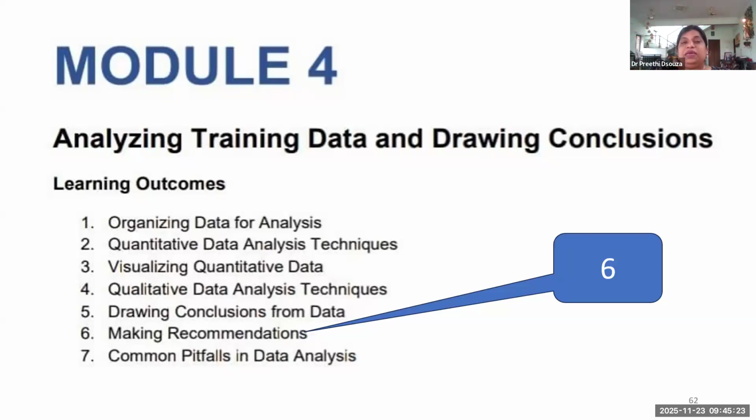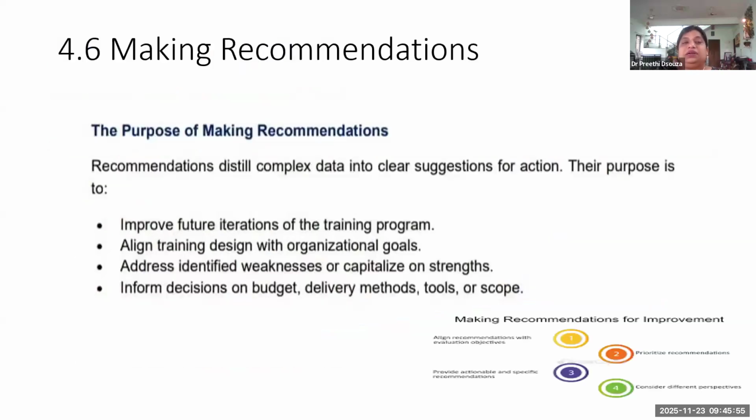Now, the sixth one is making recommendation. You've collected the data, you've analyzed the data, you've visualized the data, you've concluded the data. After conclusion, make recommendations. Making recommendation is the last part. For example, whenever you're doing a big data evaluation, you're collecting the data, analyzing the data, concluding the data, and now what are the recommendations? People want recommendations out of the study.